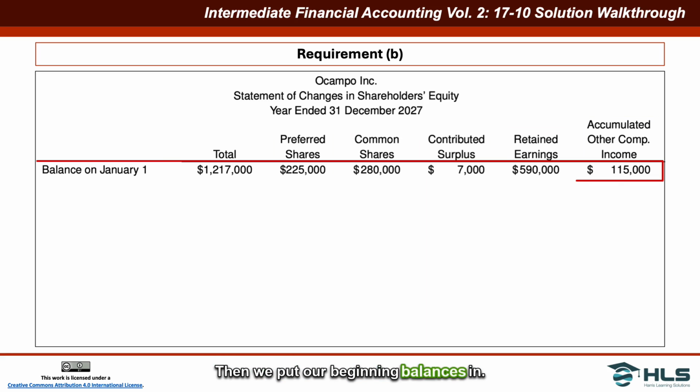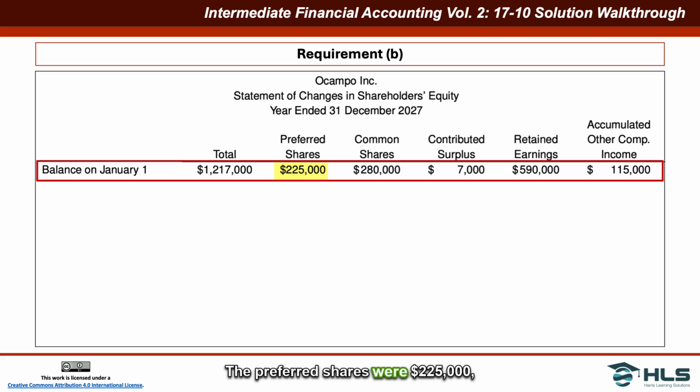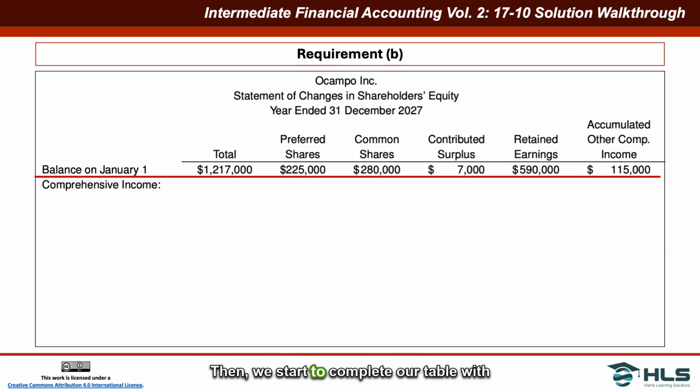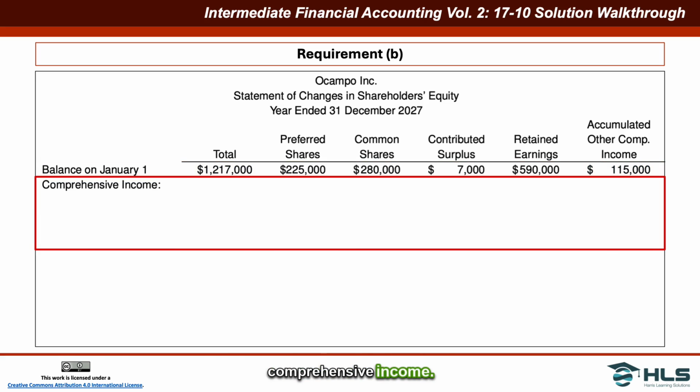Then we put our beginning balances in. The preferred shares were $225,000, common shares $280,000, contributed surplus $7,000, retained earnings $590,000, and the accumulated other comprehensive income $115,000 for a total of $1,217,000. Then we start to complete our table with comprehensive income.